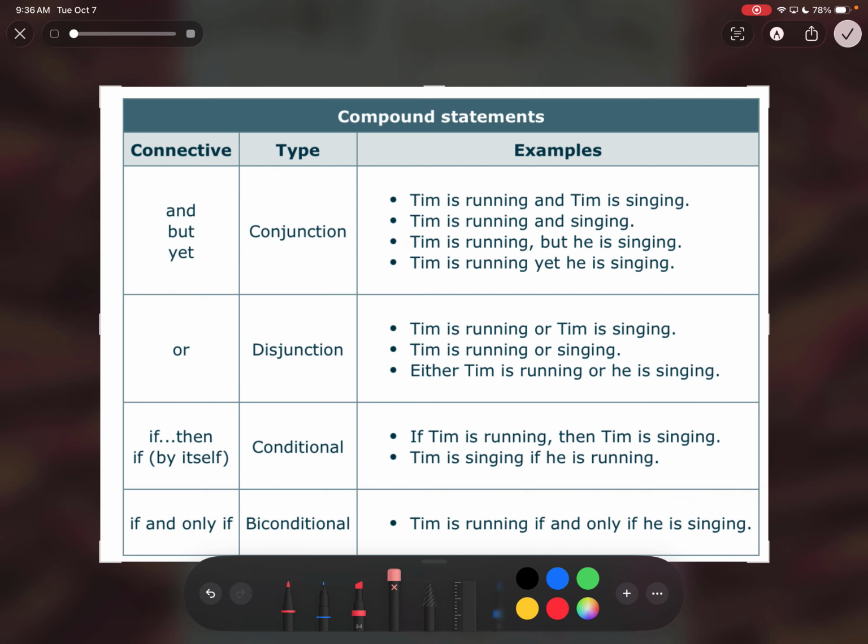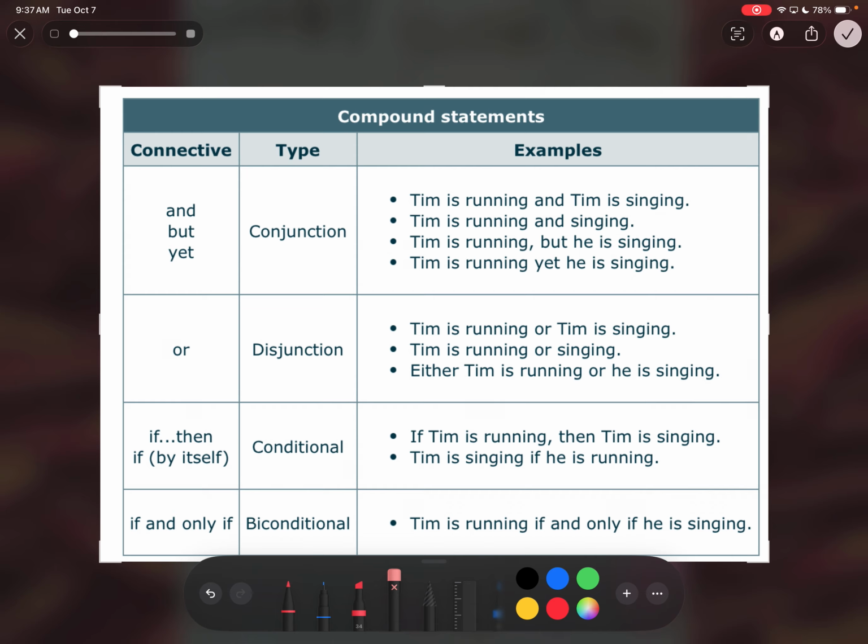These are basically saying that the whole sentence is either true or false, because it's the word and. It's combining both of these. So for the whole statement to be true, Tim would have to be running and he would have to be singing. Disjunction, they use the word or. This one's a little bit different because as long as Tim is running or Tim is singing, the whole thing could be true. As long as one is true, the whole thing would be true.